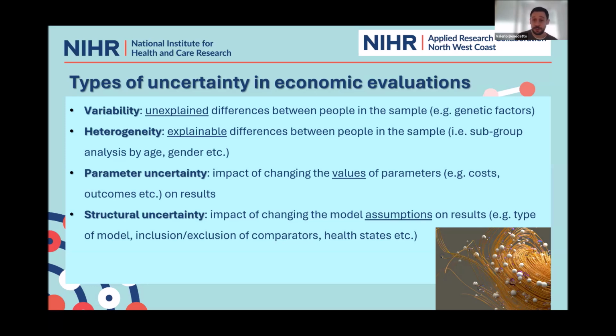So, for example, if we are implementing a decision tree in our base case analysis, in the sensitivity analysis we might want to implement a Markov model to see how the results change, right? Or if we are including or excluding certain alternatives, certain comparators from the analysis, or including or excluding certain health states from our Markov model, how all these changes impact the final results.